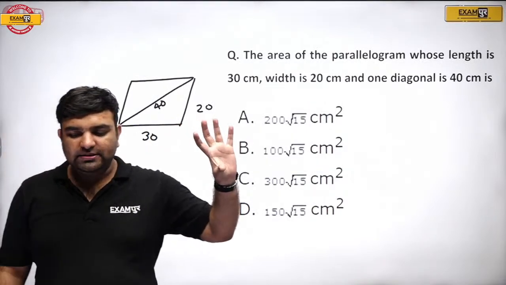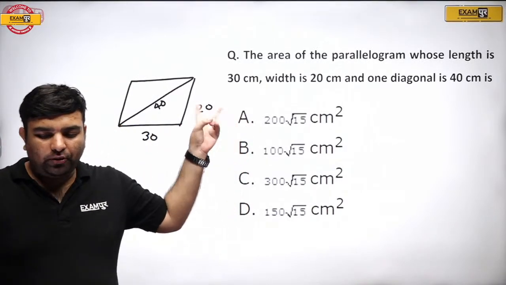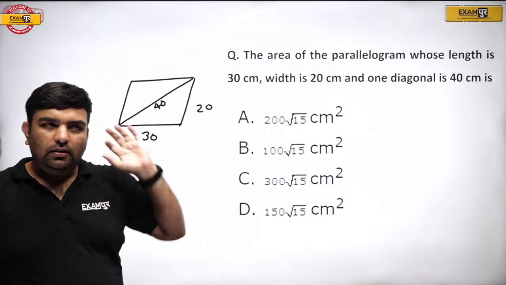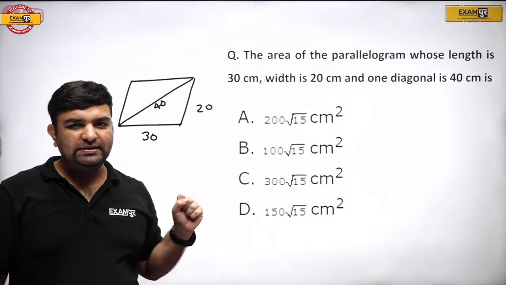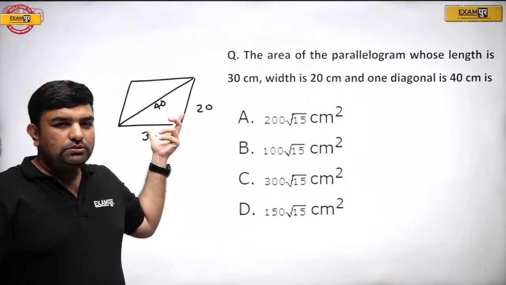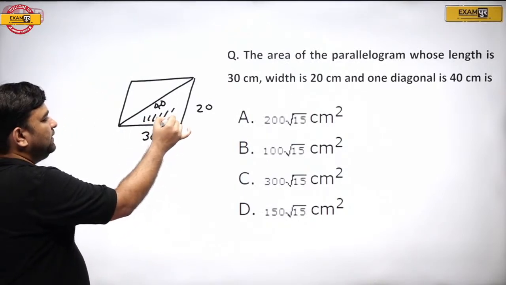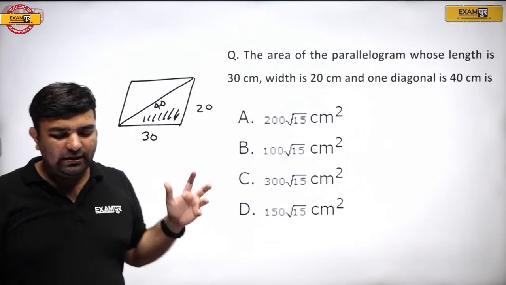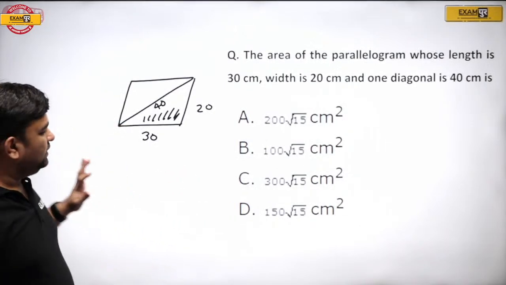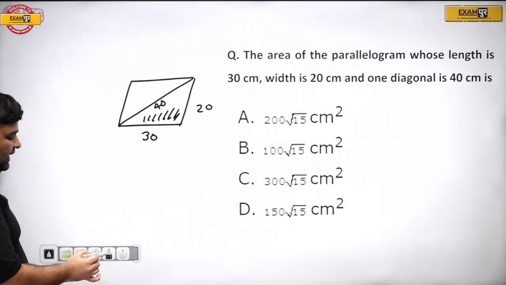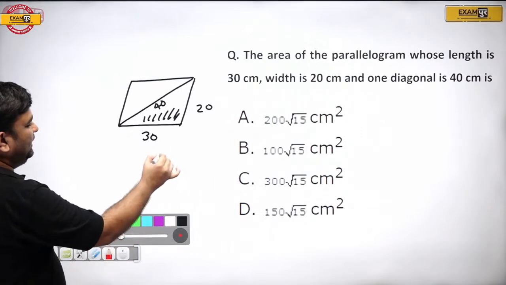Guys, the parallelogram is the combination of two triangles basically. So you just find out the area of this triangle and after doubling it you will get the area. So finding the area of this triangle will require the Heron's formula.